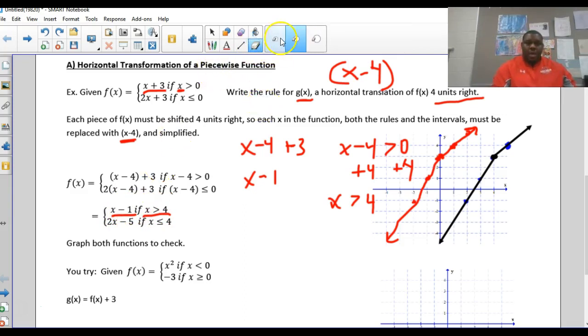Okay. Now, I'm going to do this other part in blue so y'all can see it. See this portion of the function, 2x plus 3? Well, we move that portion, which is this bottom part, right 4 as well. All right, 1, 2, 3, 4, move right 4. So that x also must have the x minus 4 attached to it as well.